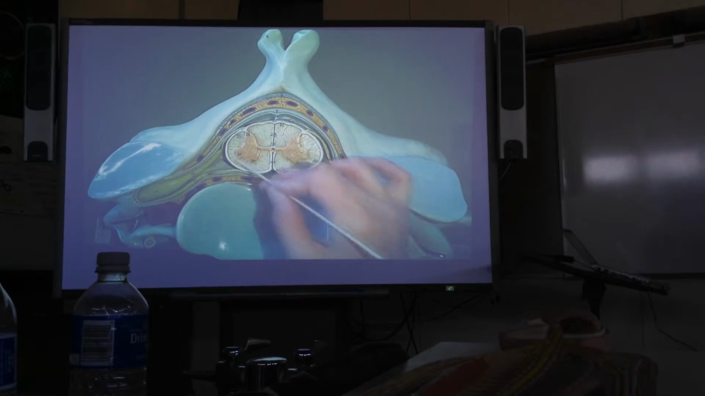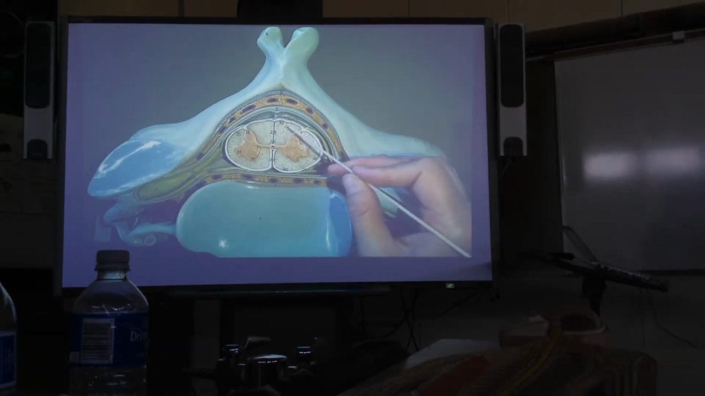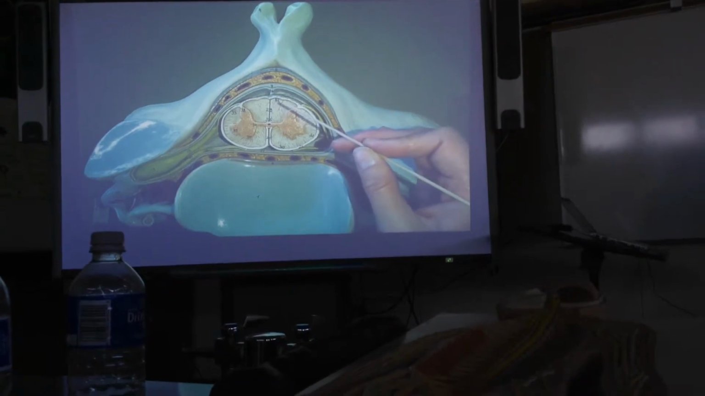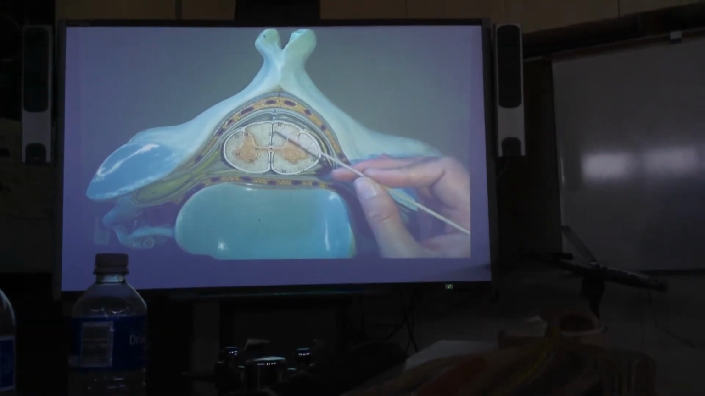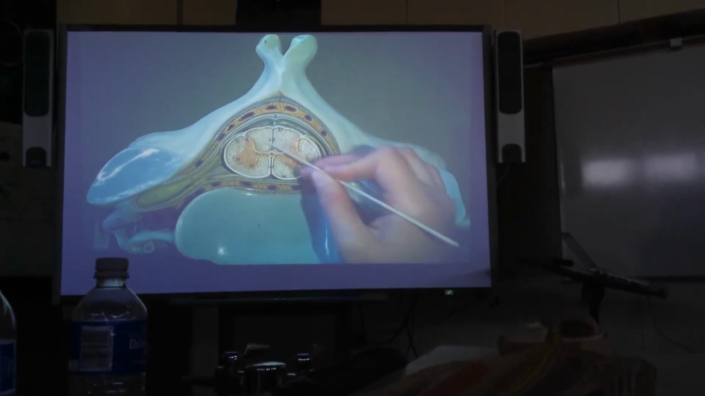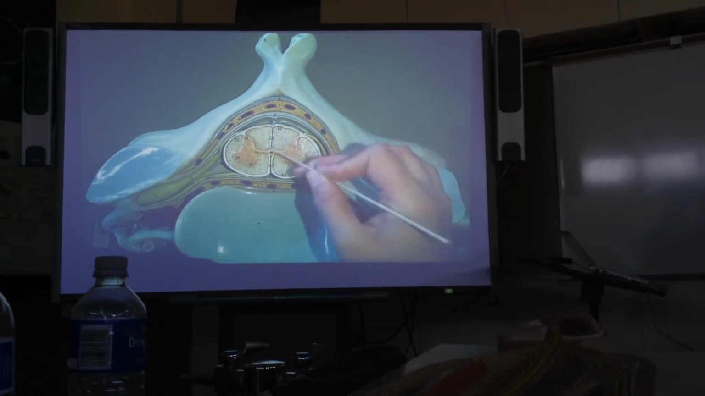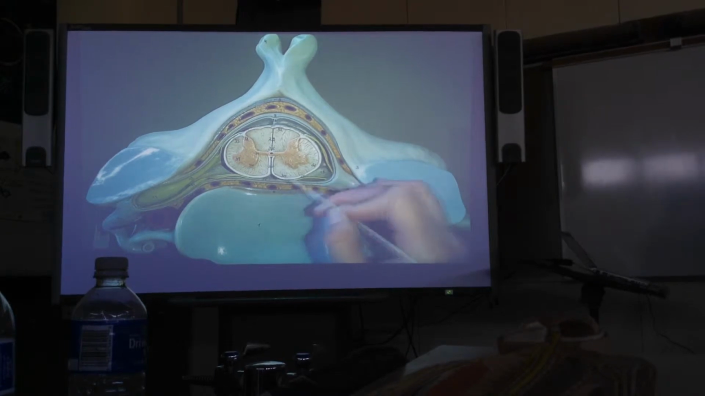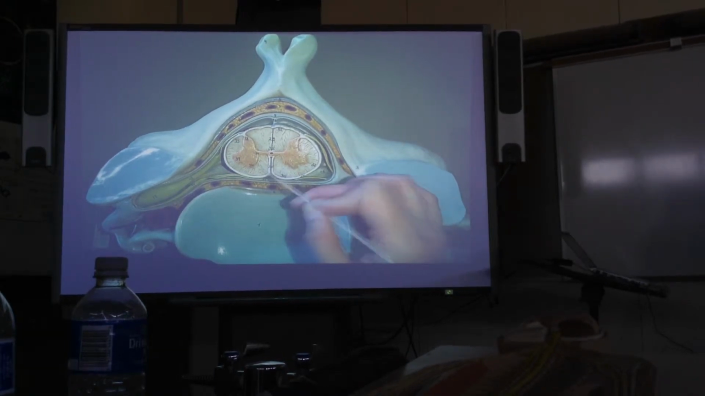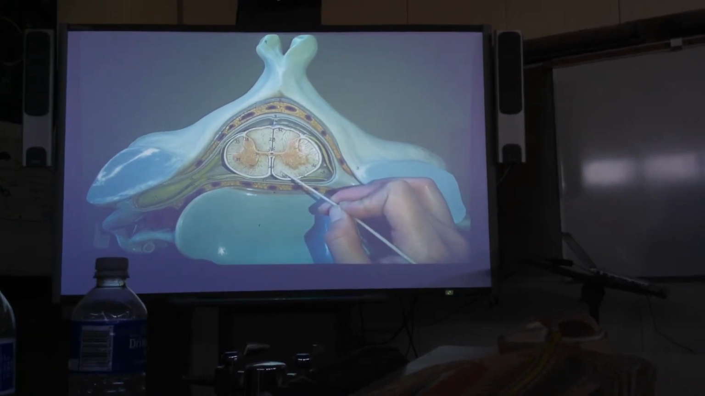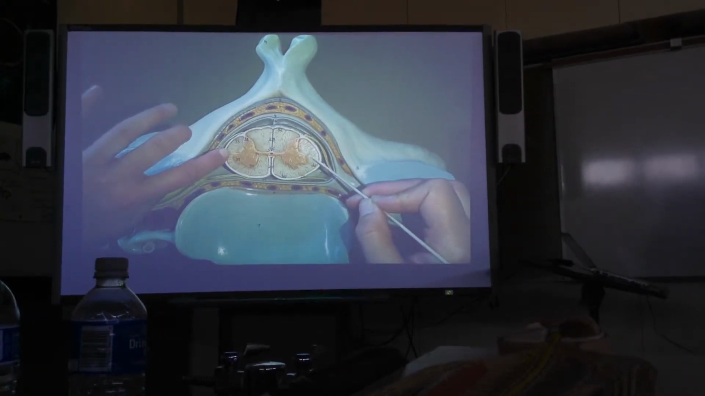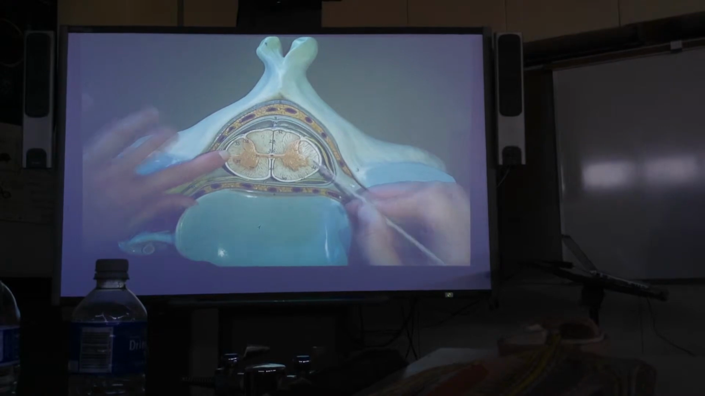White. Good. So the white matter, we call them columns, tracts, or funiculus. All of them the same. So name this structure right here. Dorsal column or tract. Name this structure right here. Ventral column or tract. What about out here on the side? Lateral column or tract. Good.